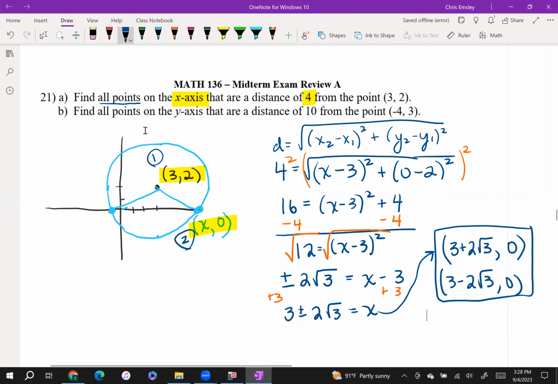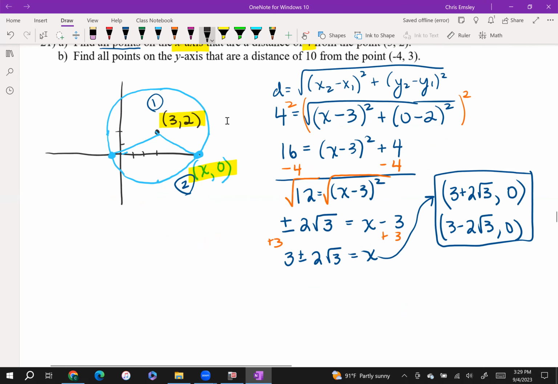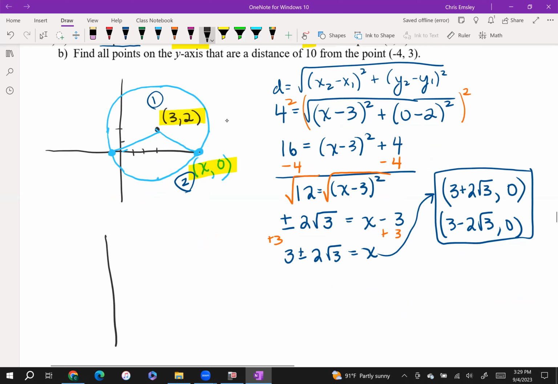Okay, part B, similar, but it's just a little bit different. We're going to draw a new picture so we can see that difference. Now, instead of looking for points on the x-axis, we are looking for points on the y-axis. And the reference point we're using is -4, positive 3, so about there. This just doesn't need to be perfect, just a rough sketch so we can see what's going on.